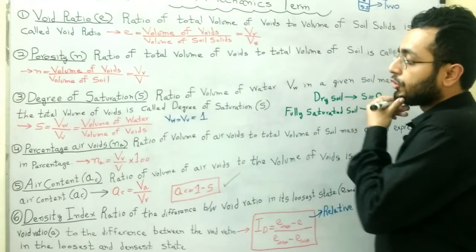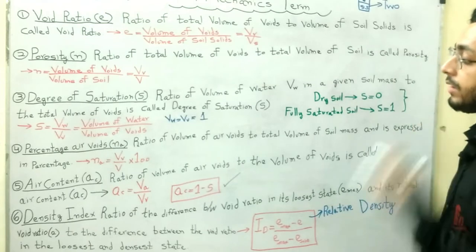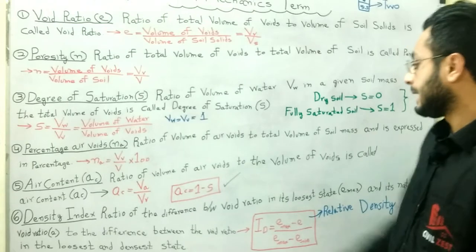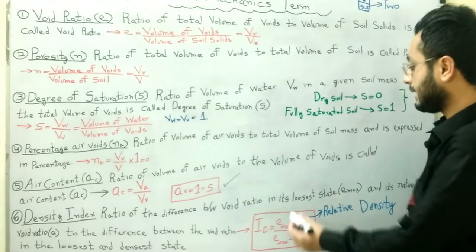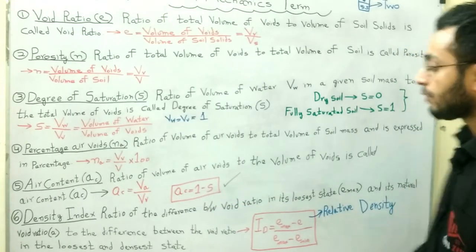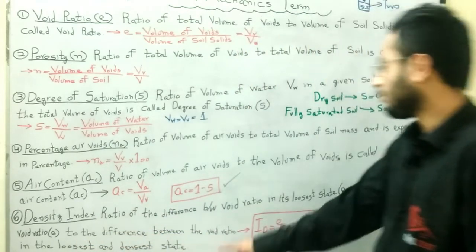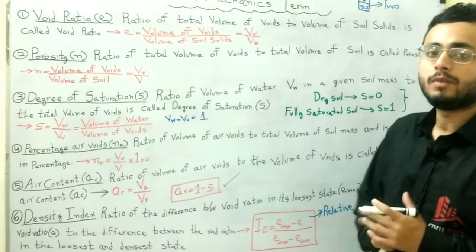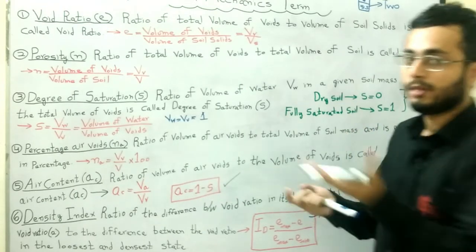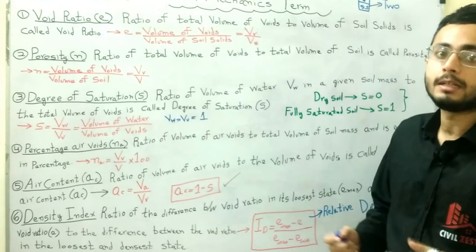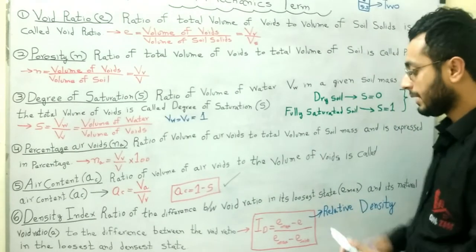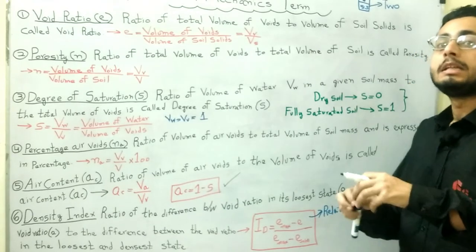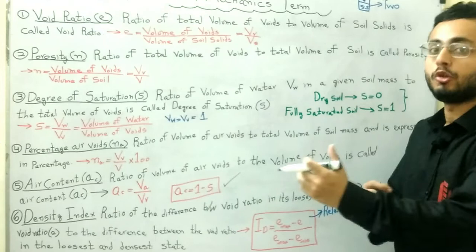Next, our last term is density index. Density index is the ratio of the difference between the void ratio in its loosest state and its natural void ratio to the difference between the void ratio in the loosest and the densest state. It is a bit difficult to understand from the definition, but we will understand it by its equation. Basically, it is the difference between the void ratio and its loosest state, the loosest state being when the soil reaches the maximum void ratio.